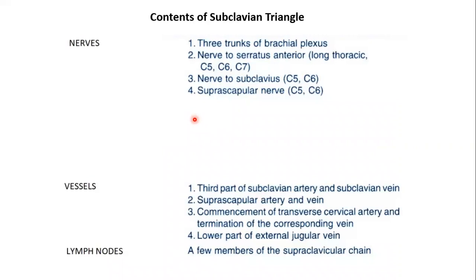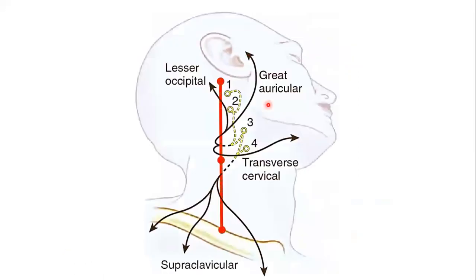Now coming to the next triangle, the subclavian. Of course, you see the vessels first. This is the third part of the subclavian artery and the subclavian vein, and the suprascapular artery and vein, and the commencement of the transverse cervical artery and termination of the corresponding vein. And the last vessel is the lower part of the external jugular vein. They're present in the subclavian triangle. And the lymph nodes: a few members of the supraclavicular chain. Then the nerves in the subclavian triangle are the three trunks of the brachial plexus, nerve to the serratus anterior, nerve to the subclavius, and the suprascapular nerve.